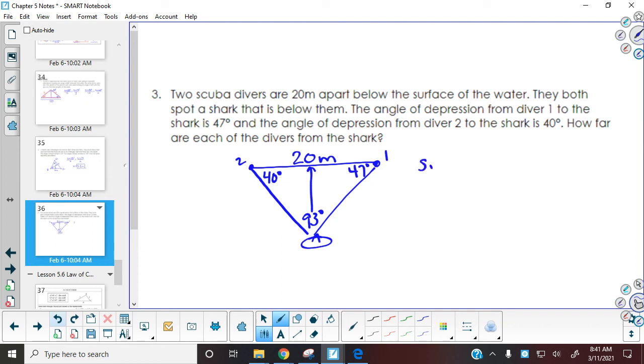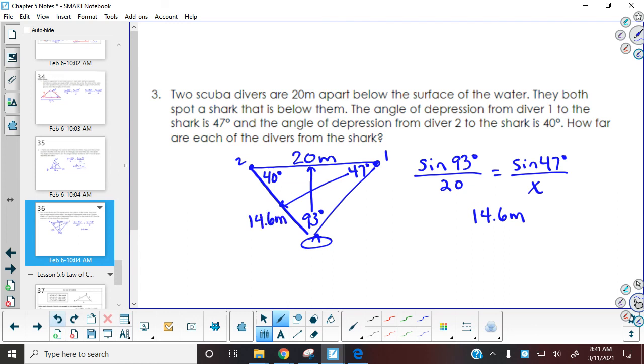So I have sine of 93 degrees over 20 equals, and I can go ahead and do 47, and so I get sine of 47 over x, or whatever variable you choose. And when I solve for that, I get 14.6 meters. So this is 14.6 here. And then take a second, again, in the ed puzzle, to figure out what the length from diver 1 to the shark is going to be.